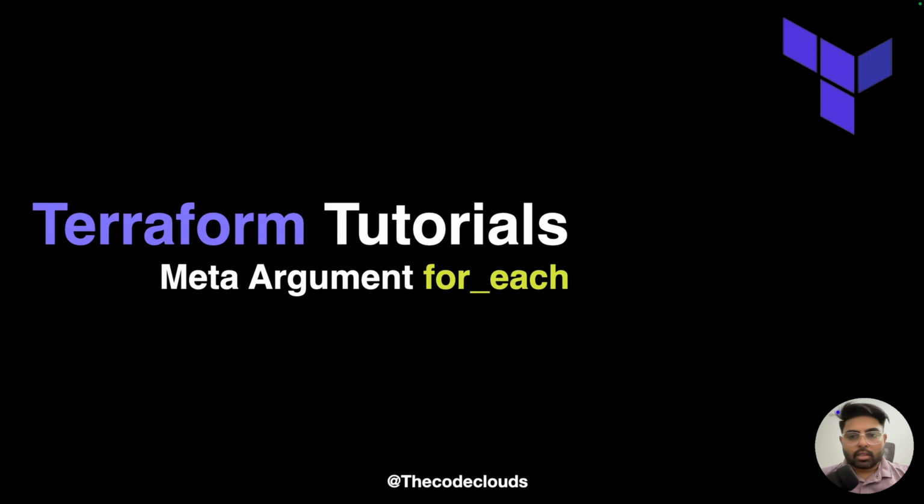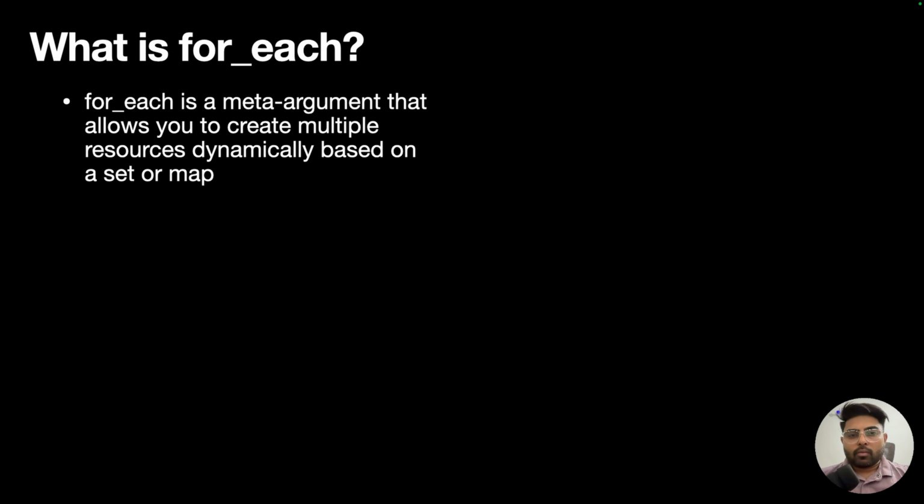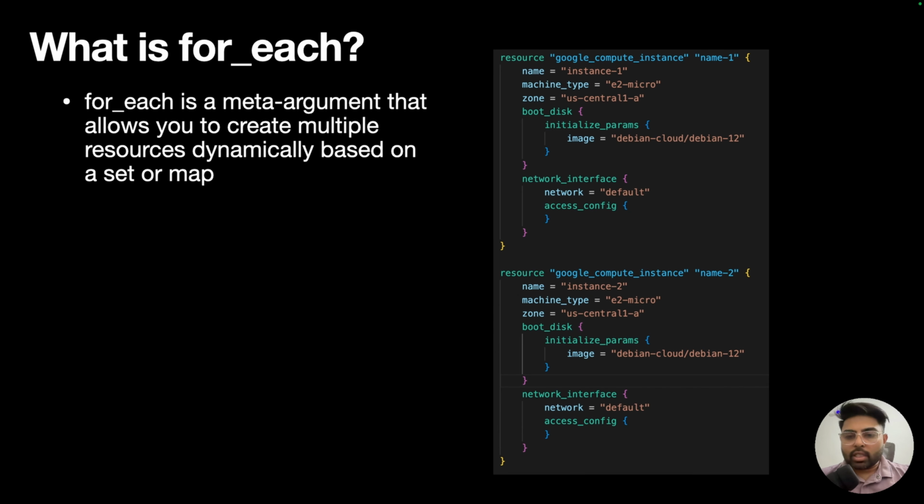First off, let's understand what the Terraform for_each meta-argument is. for_each is a meta-argument that allows you to create multiple resources dynamically based on a set or a map. For example, you're asked to create multiple Google Compute instances.